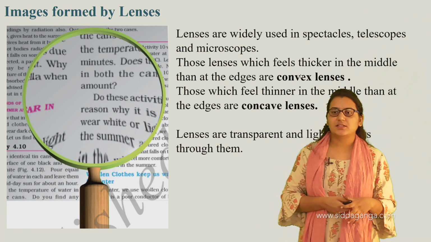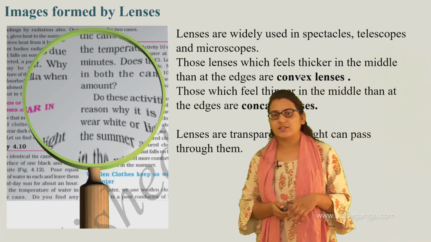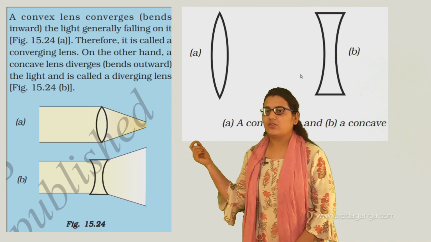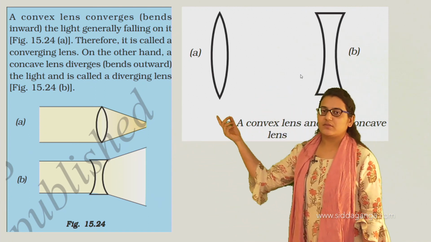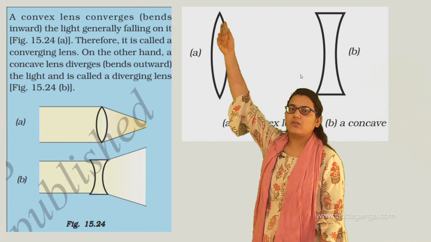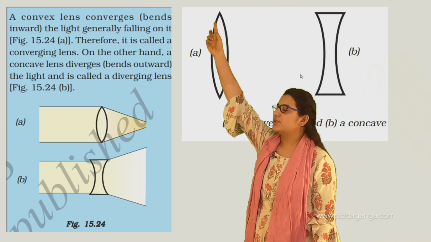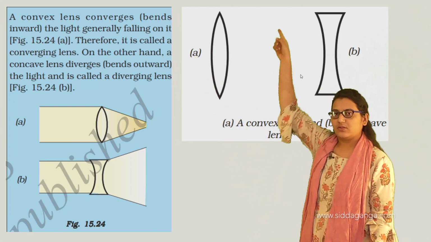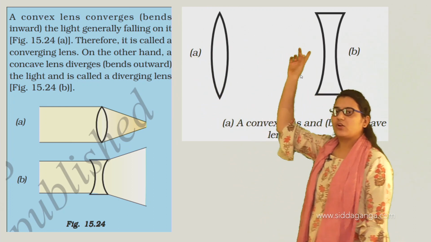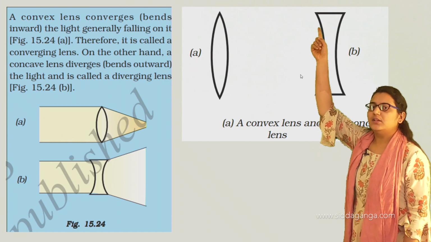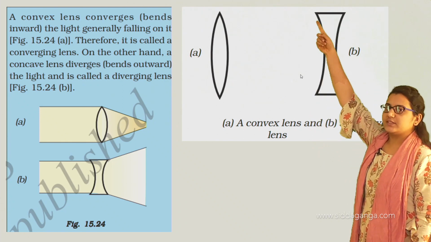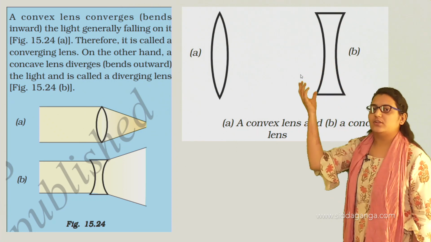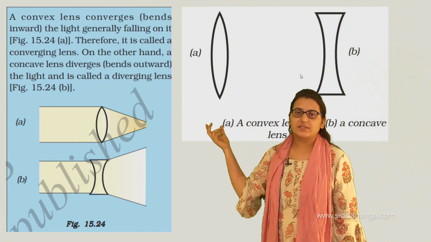So these lenses are transparent and light can pass through them. This is the convex lens and this is the concave lens. In the convex lens, the edges or surface are bulged outwards. In the concave lens, both the surfaces are curved inwards. So this is concave and this is convex lens.